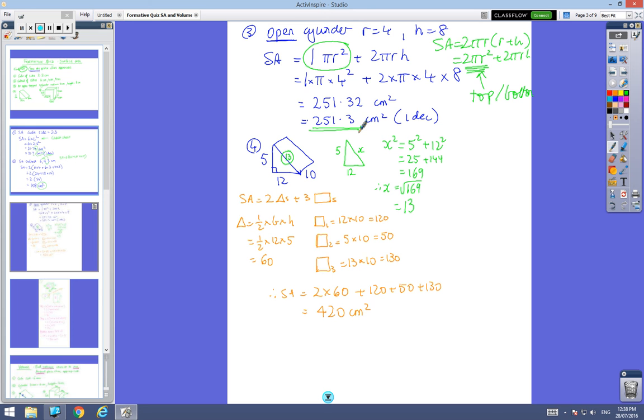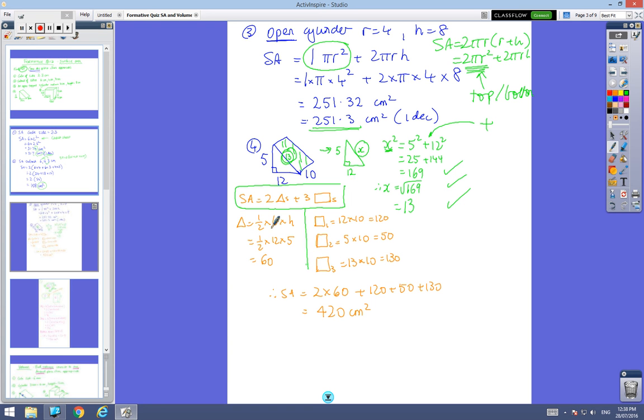Now the fourth one is actually the hardest one. To find that rectangular surface area there, the 13 was missing, so I've done a Pythagoras calculation: 5, 12, and x for the hypotenuse, so x is going to be the longest side. When you have the longest side, you have a plus, not a minus, so you go through and you get x equals 13.